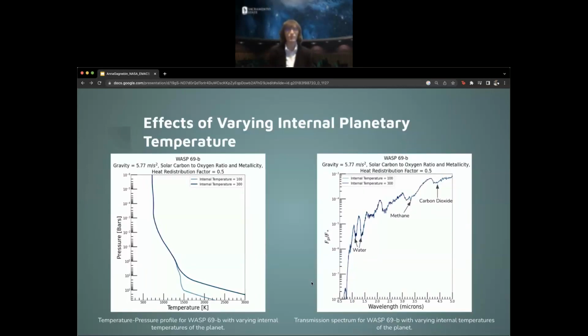And then finally, varying the internal temperature of the planet, for the temperature pressure profile, higher internal temperatures tend to have higher temperatures at each pressure level, especially deeper in the atmosphere, closer to the planet, and it doesn't really impact the spectrum.